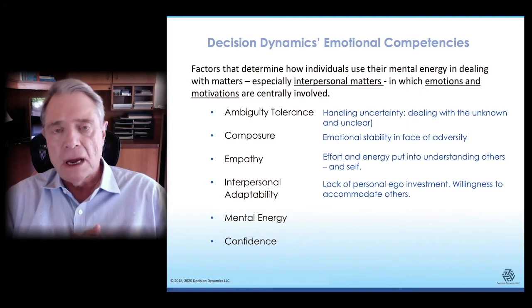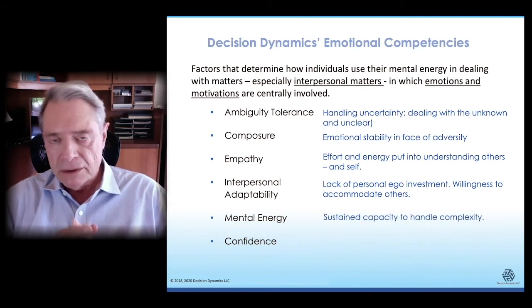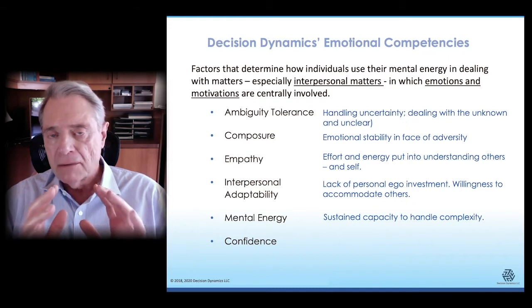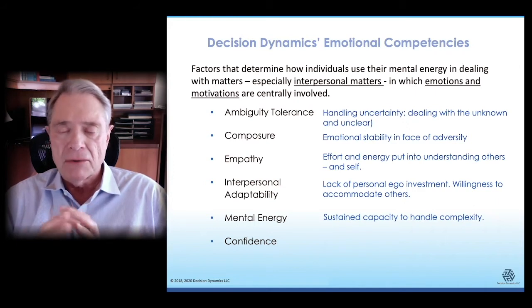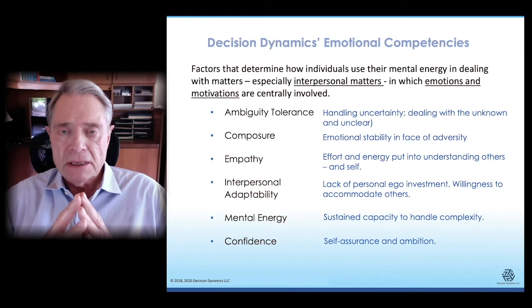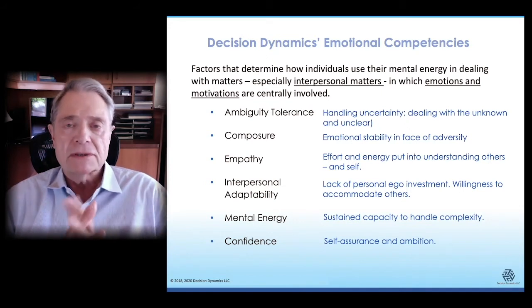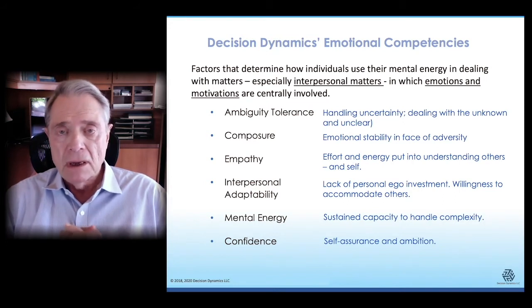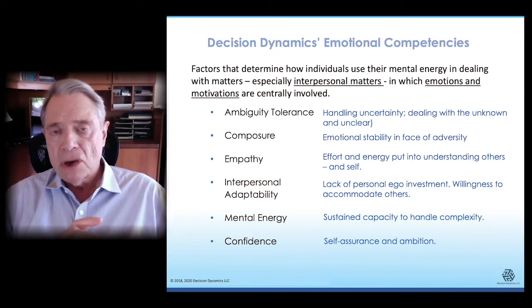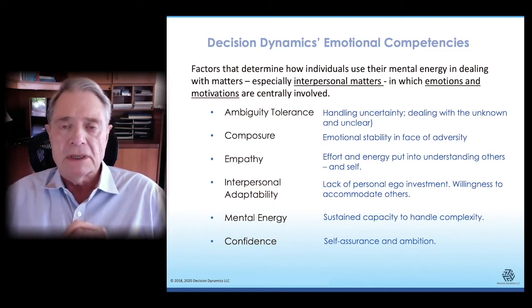The fifth emotional competency is mental energy, and that's the amount of mental energy that a person can sustain when dealing with complexity over a significant period of time. And the sixth emotional competency is confidence, and that's simply a person's degree of self-assurance and to some extent ambition. So, let's jump into each of these emotional competencies and look at them in a bit more detail.